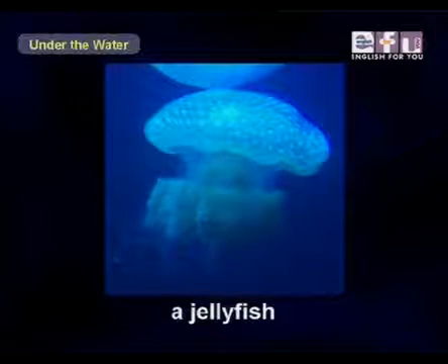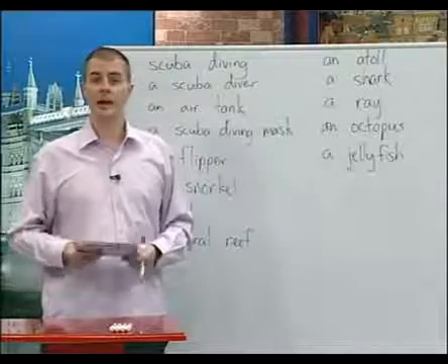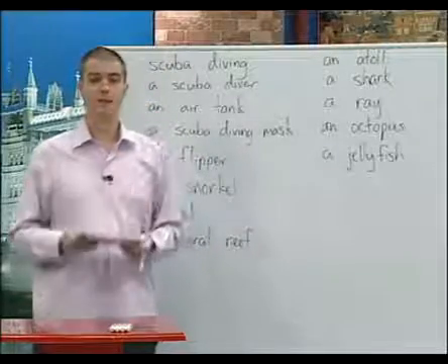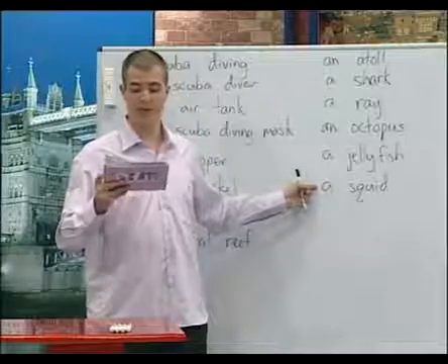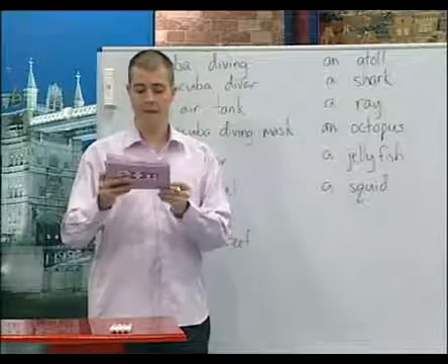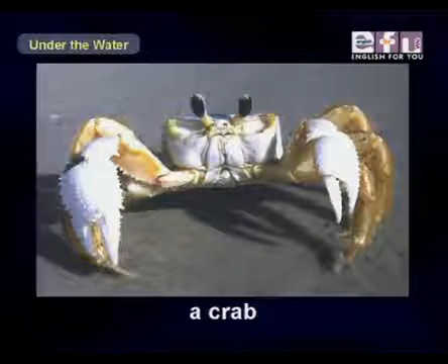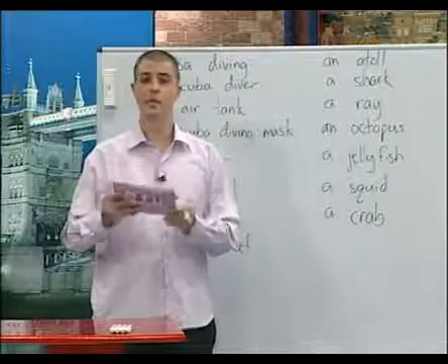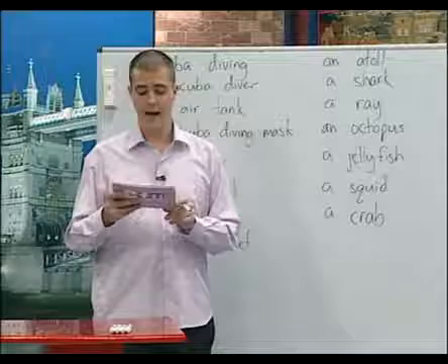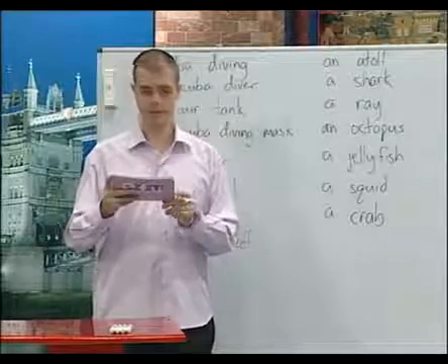A jellyfish. A jellyfish is a round, transparent sea creature that sometimes stings people. A squid. A squid is a sea creature with a long body and long arms around its mouth. It has 8 arms. A crab. A crab is a sea creature whose body is covered with a shell and has 5 legs on each side with 2 large claws on the front.